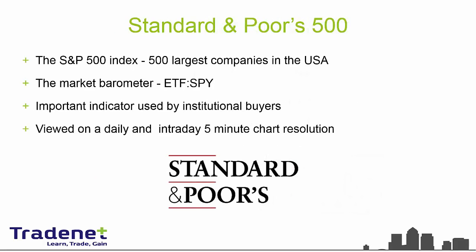The most important indicator is the Standard & Poor's 500. The S&P 500 index is the 500 largest companies in the US. The market barometer, the ETF, is called SPY or the SPY. It is an important, extremely important indicator because it is used by institutional buyers. It is viewed on the daily chart and on the intraday chart at 5-minute chart resolution.